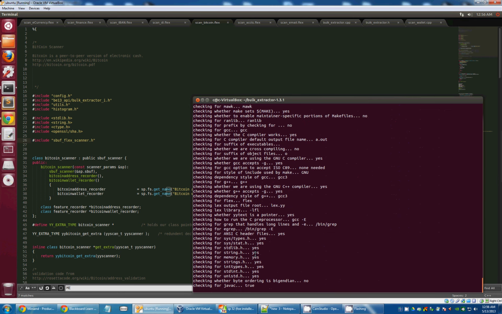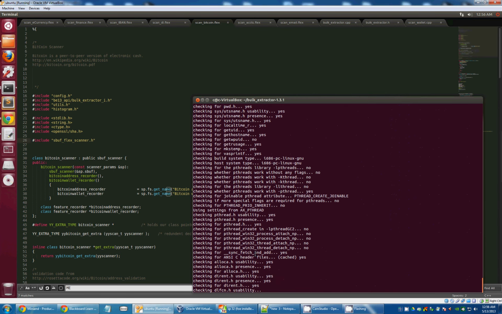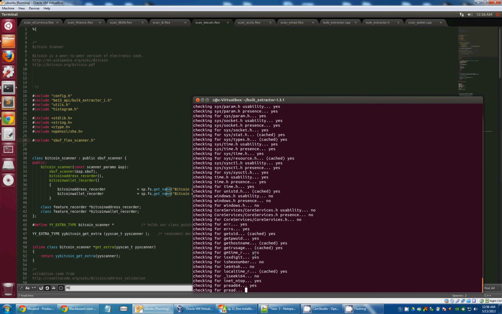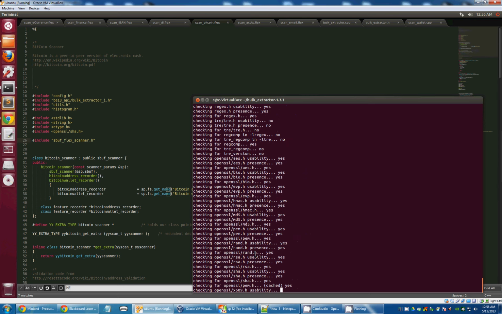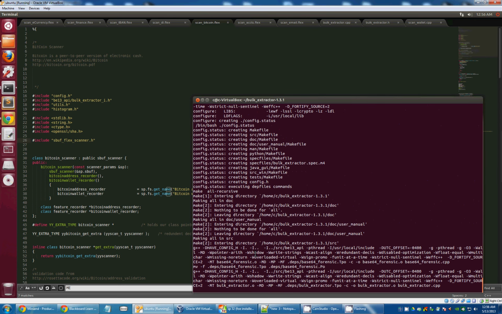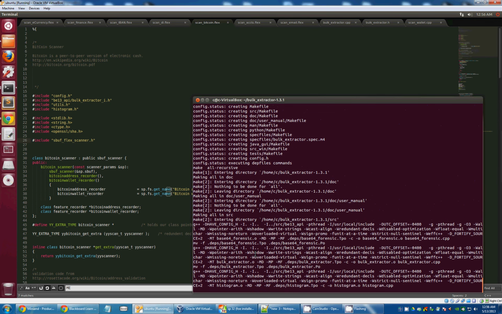So it's running configure again because I reran the bootstrap. I don't know how interesting it is to watch the build process, but you can see it's off and running.